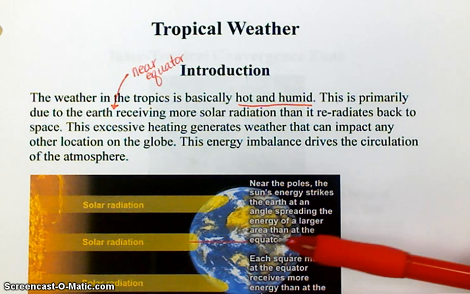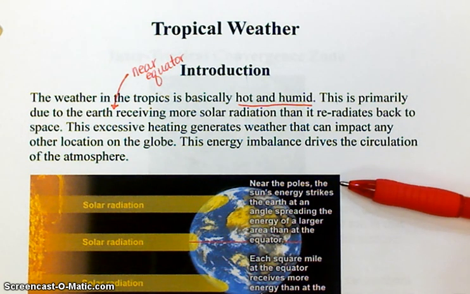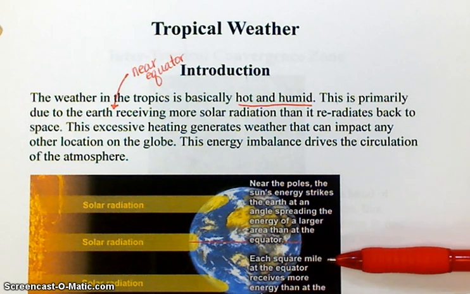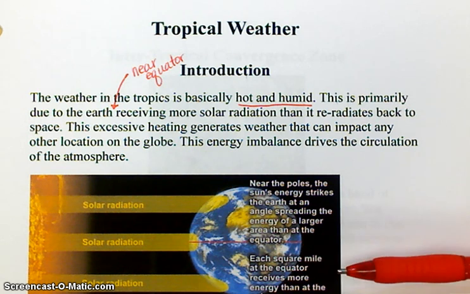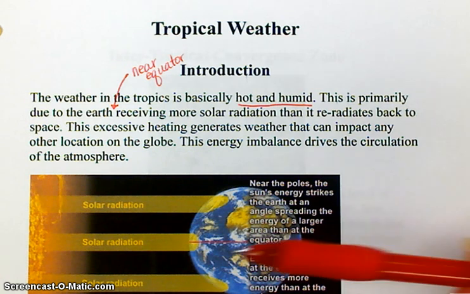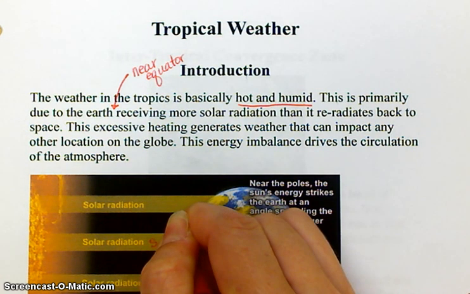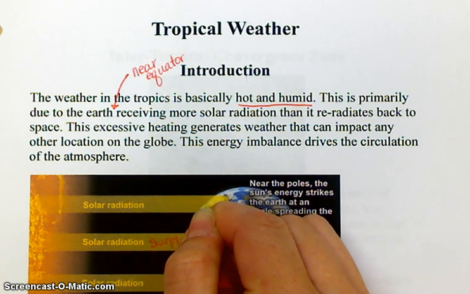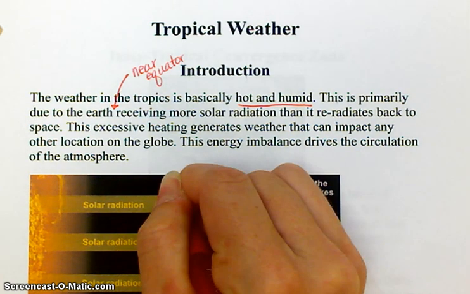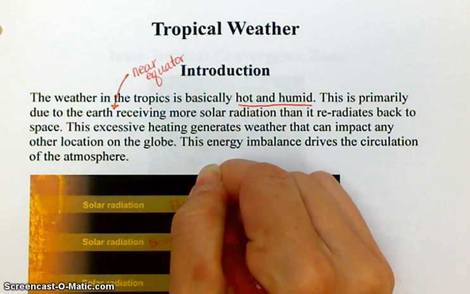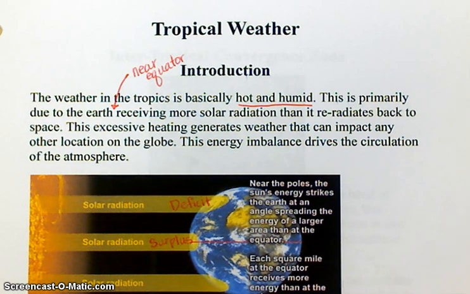So, let's read this real quickly. It says, near the poles, the sun's energy strikes the Earth at an angle, spreading the energy over a larger area than at the equator. Each square mile at the equator receives more energy than a square mile at the poles. So we get a surplus of energy at the equator. Surplus means extra. And we get an energy deficit closer to the poles.